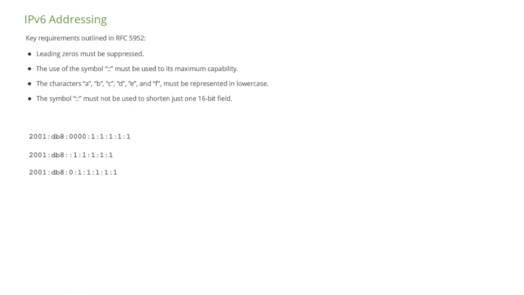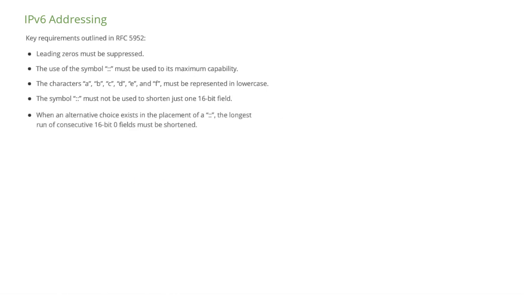In the example shown here, the first example is incorrect because it has 4 zeros in a row which have not been condensed. In the second example, the address is condensed using double colons. This is permissible in IPv6, but it does not meet the standards outlined in RFC 5952, which specify that the double colon symbol must not be used to shorten just one 16-bit field. These standards reserve use of the double colon to replace multiple 16-bit fields consisting of all zeros. The third example is correct. A single 16-bit field full of zeros is condensed to a single zero.